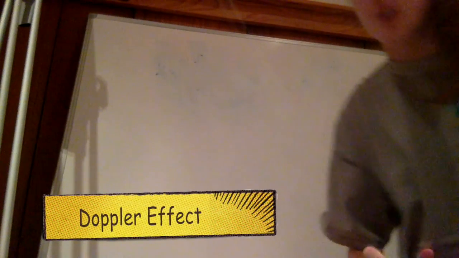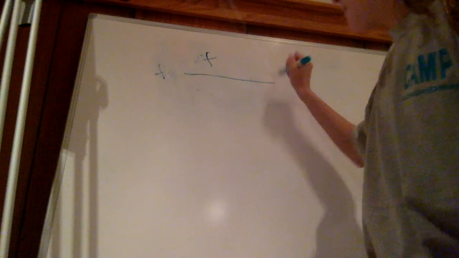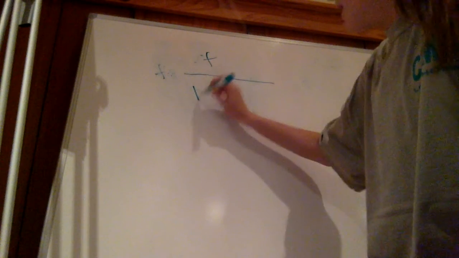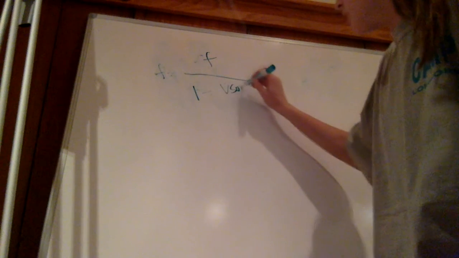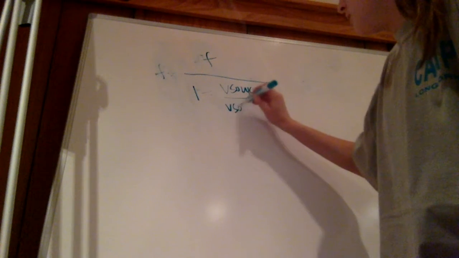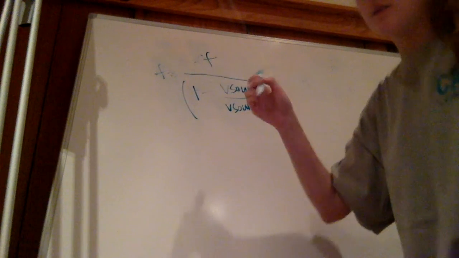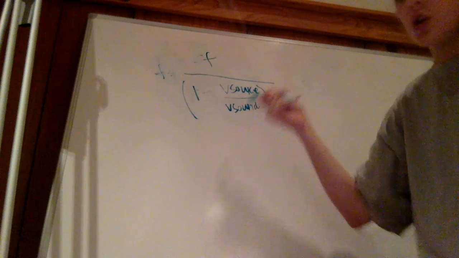Okay, so now we're going to talk about the Doppler effect. There are 4 different equations that you can use. If your source is moving towards the observer, then your equation is going to be F over 1 minus velocity of the source over velocity of the sound. And that's if your source is moving toward your observer.